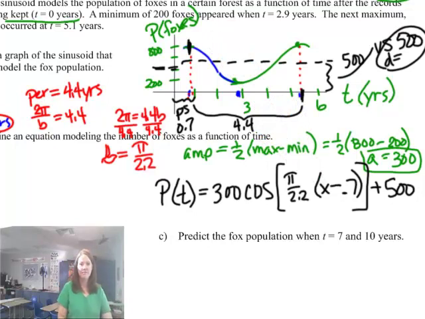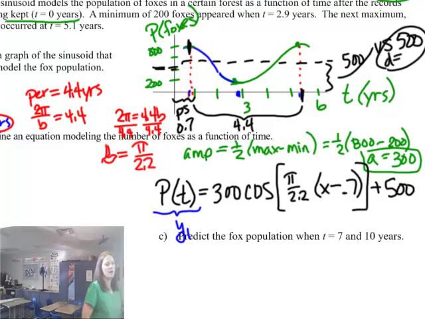So far, so good. Okay, well, after we write a model, we usually like to use the model. So what I would do if I were you is type this into my Y1 in my graphing calculator, and you could check your model with it. Set up the same scale that we already had on our picture.